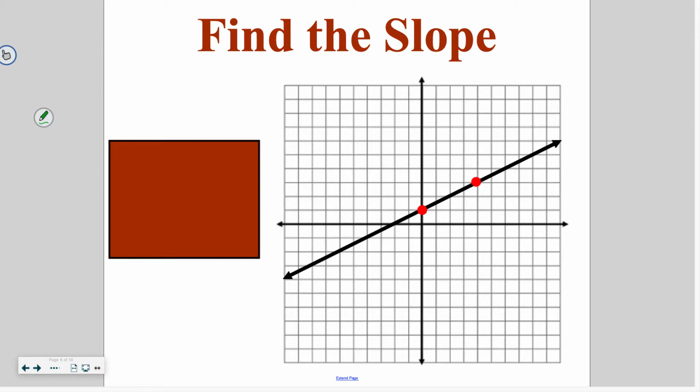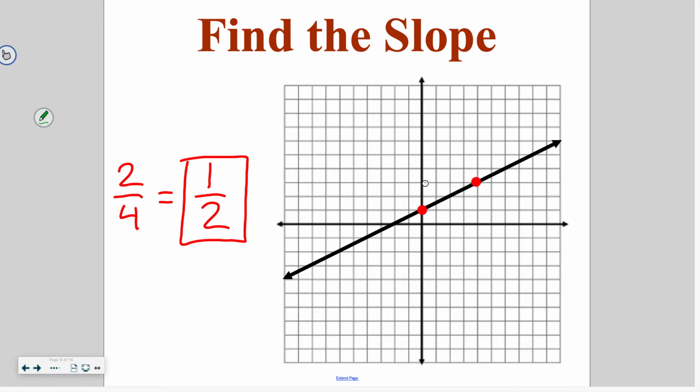Go ahead and try this one on your own. When we do this, we're counting up 2 and over 4, or down 2 and left 4. Either way, it's going to reduce to 1/2.